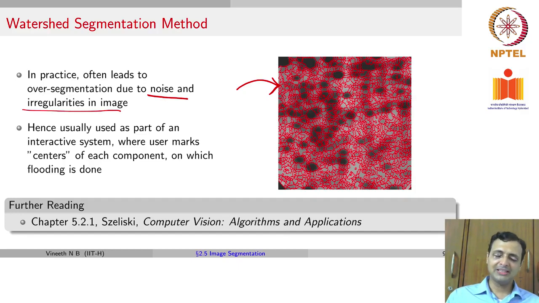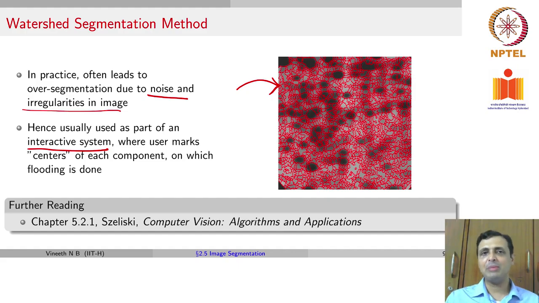So keeping this in mind, watershed segmentation is typically used as part of an interactive system where a user points out a few different centers in the image, and then the algorithm floods from those centers alone, not worrying about other centers that could be in the image. So this idea can help overcome the limitation of over segmentation. If you'd like to know more, you can read chapter 5.2.1 in Szeliski's book. This is one of the earliest methods.